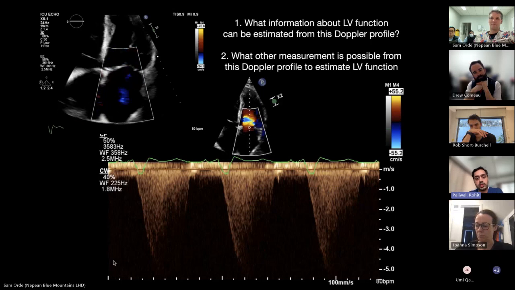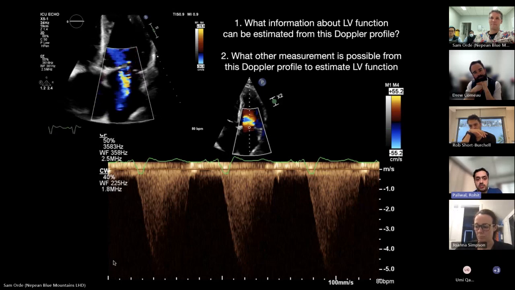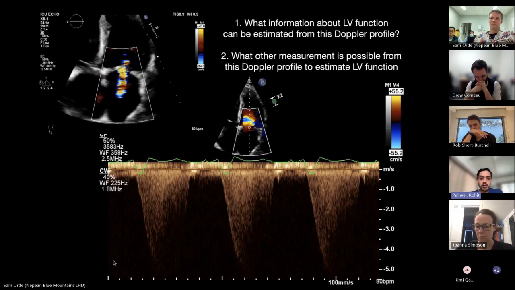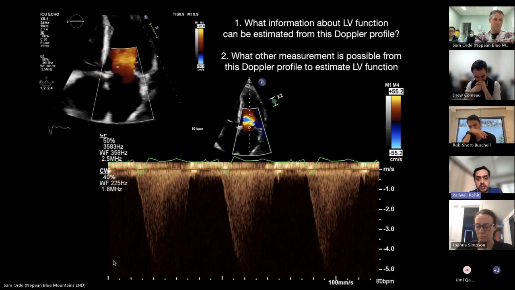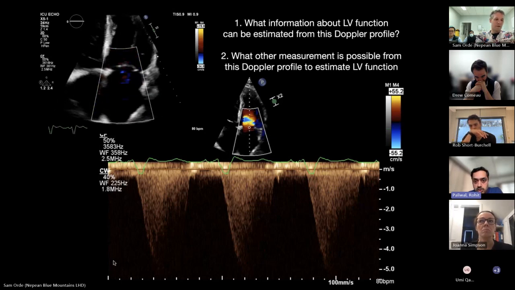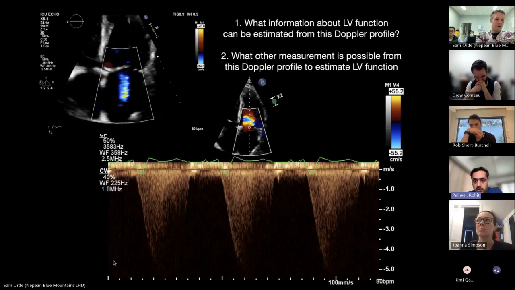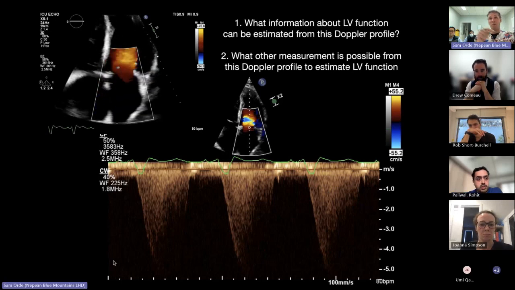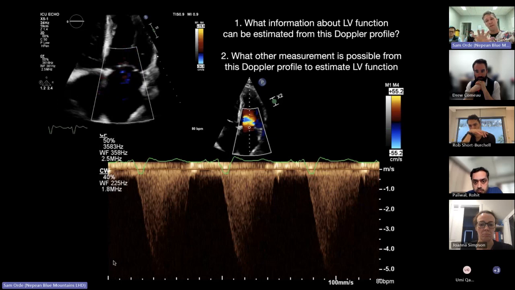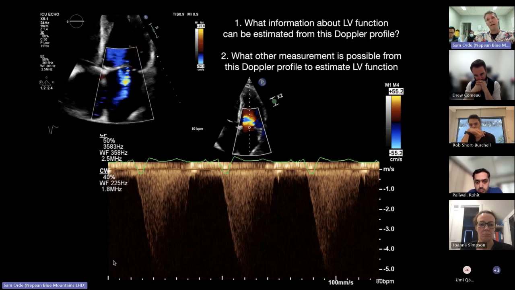And if it's more than 1200, then it'll be normal. If it's less than 1200, then there are grades of mild, moderate, severe LV dysfunction. And the next question is, what other measurement is possible from this Doppler profile? Sorry, I'd use that dP/dt would probably be the first one. We can make an estimate about some of the LV function just from this Doppler profile as it stands.